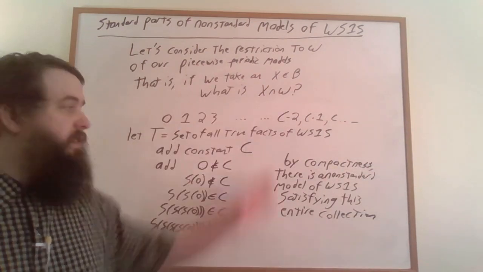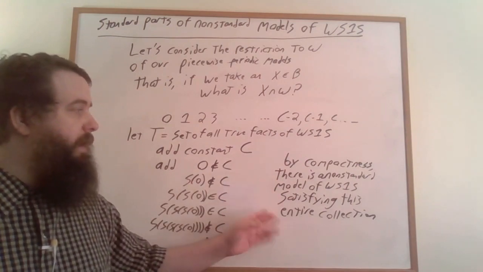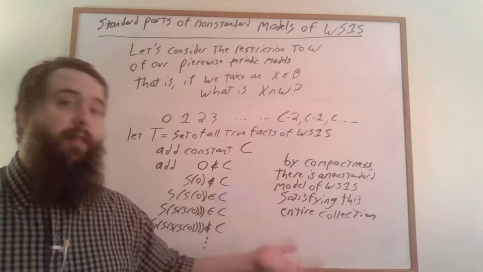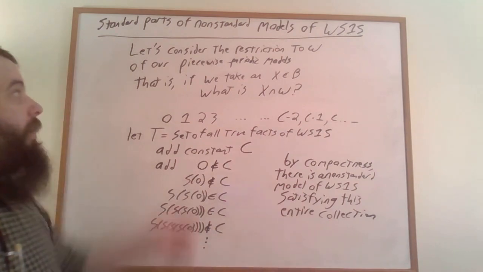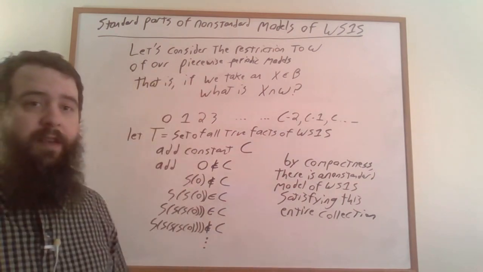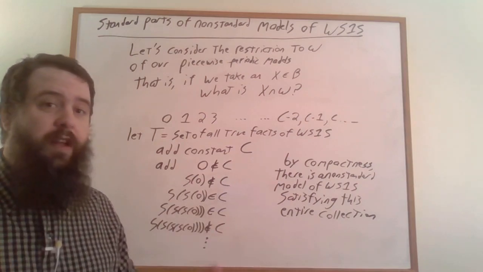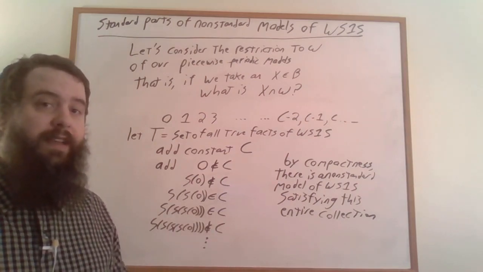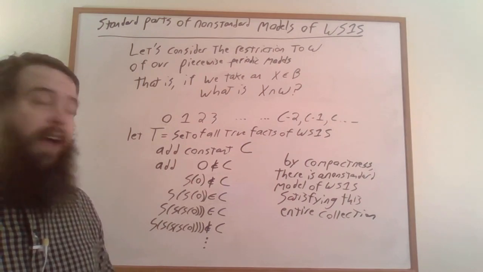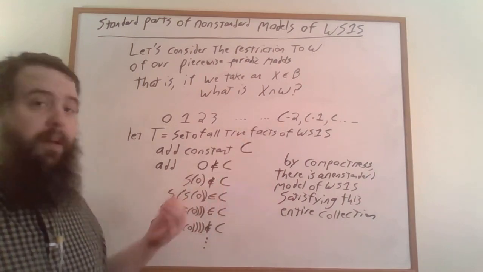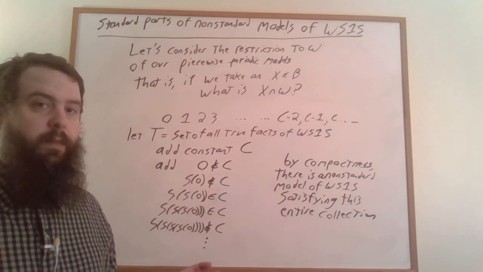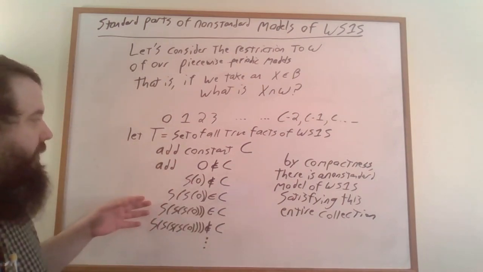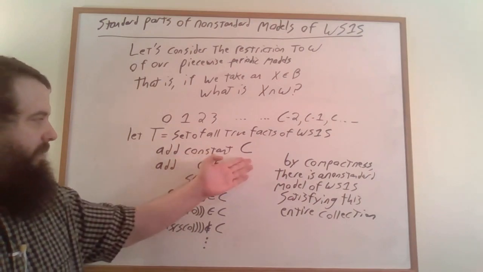And of course, this non-standard model that we wind up getting is also going to have a bunch of other second-order elements in it. It's going to have all of the piecewise periodic sets, because any non-standard model of weak S1S has all of the piecewise periodic sets in it. And it's also going to have a set that projects down to the composite numbers, because the composite numbers are just a finite modification of the complement of this set C.